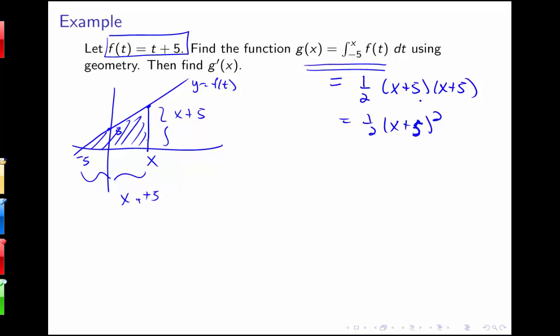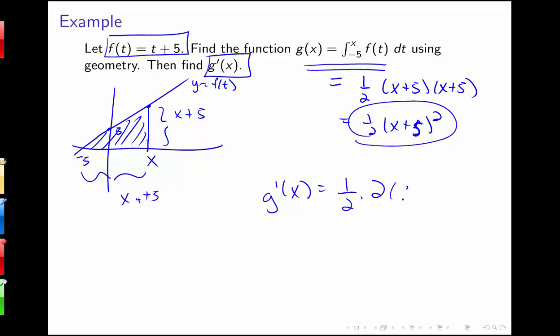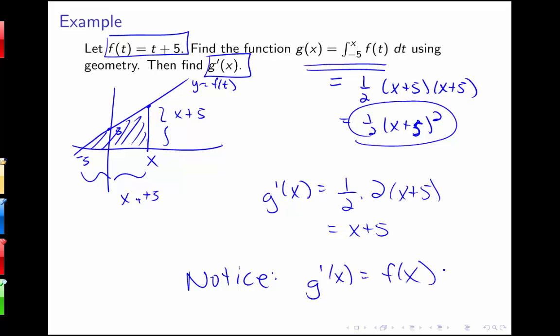So one thing that I'm asked to consider in this problem is, what is g prime of x? So g prime of x, if g of x is this right here, would be 1/2 times 2 times x plus 5, which equals x plus 5. So one interesting fact that we notice here is that g prime of x turned out to be f of x.